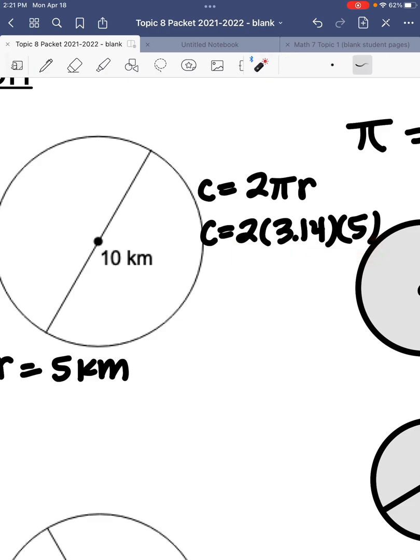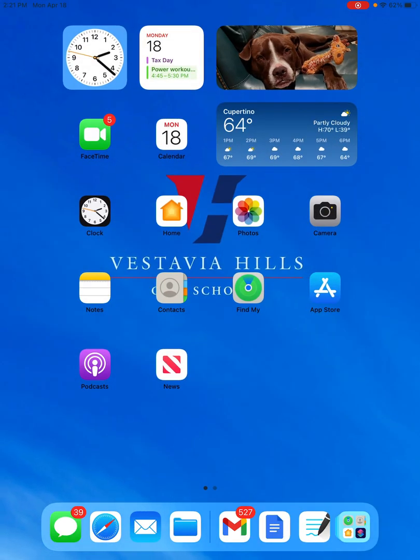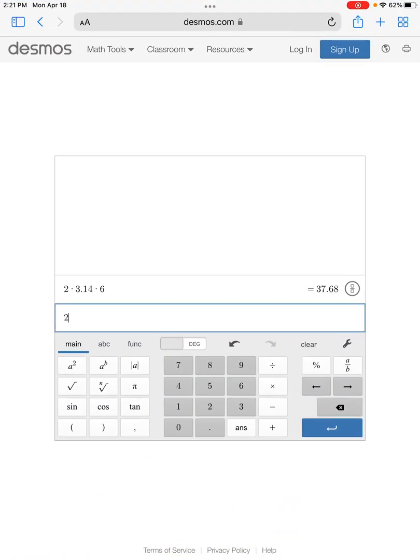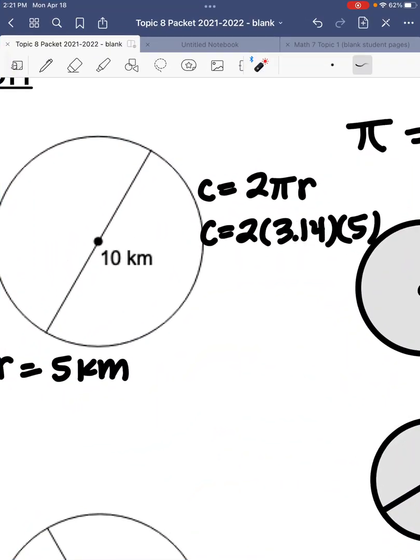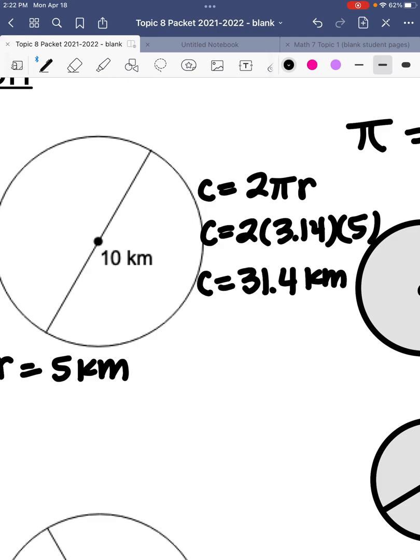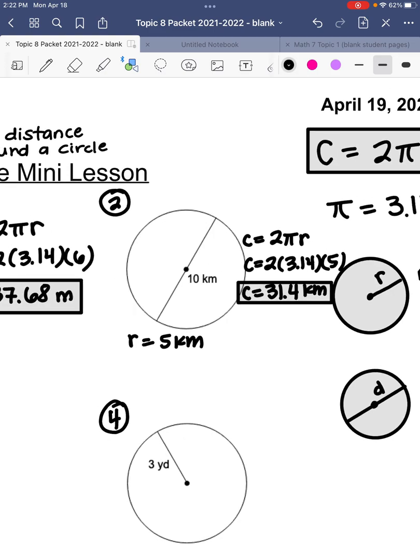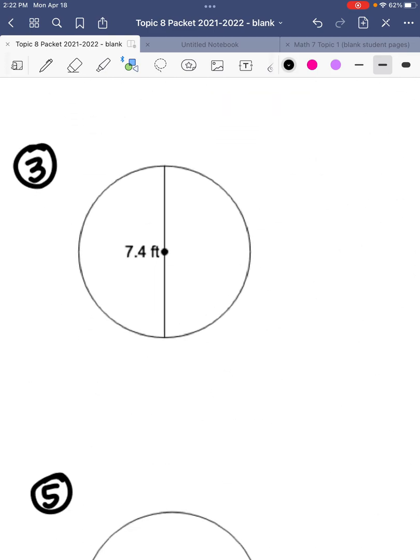So I'm going to go back to Desmos. So we have 2 times 3.14 times my radius of 5. And I get 31.4 as my answer. So the circumference is 31.4 and kilometers is my unit. So that is my answer, 31.4 kilometers. Okay, let's move on to number 3.